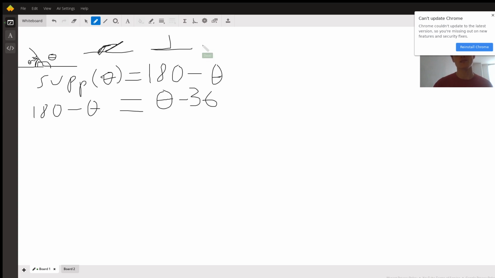Right angles are 90 plus 90 equals 180. But if it's not right angles, and we're talking about angles between 0 and 180 here, which are pretty much the only angles where you're going to be talking about supplementary and complementary angles anyway.